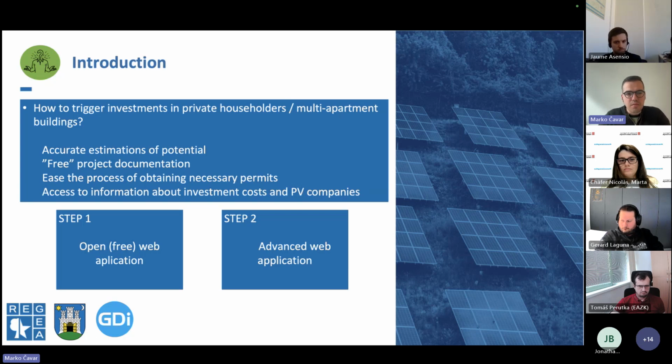And the last one is to get access to information about realistic investment costs and PV companies that are maybe operating in the area, which you may have problems finding. So that's why we looked at this and tried to create two different applications.